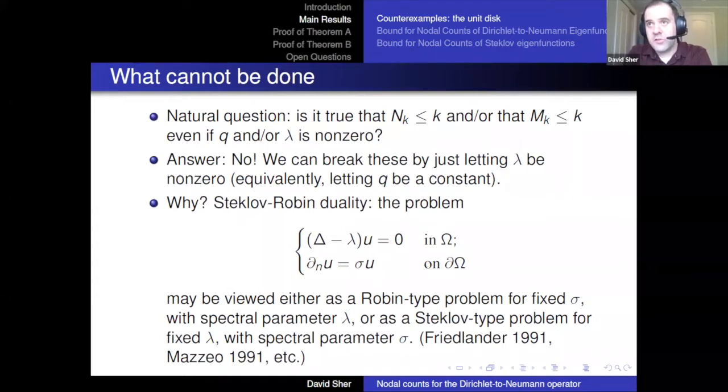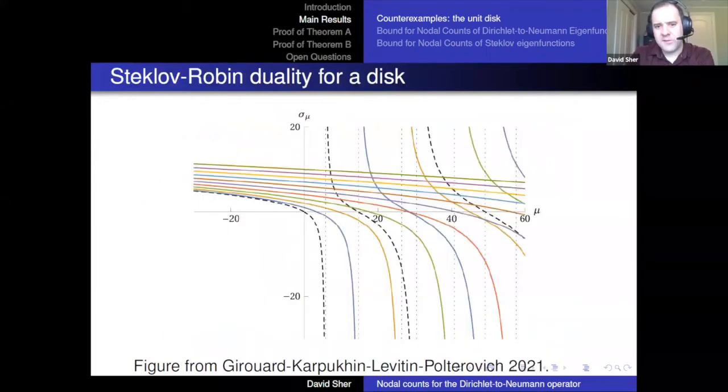Some of the generalizations don't quite get that far. So here's this picture that I stole wholeheartedly from my colleagues, Alexander Girard, Misha Karpukin, Michael Levitin, and Yosef Polterovich, illustrating this duality for a disk. This picture shows where you have eigenvalues and eigenfunctions in this 2-parameter problem. So it's essentially in lambda-sigma space. Lambda has been replaced by mu because that was what they used and they didn't feel like changing it.